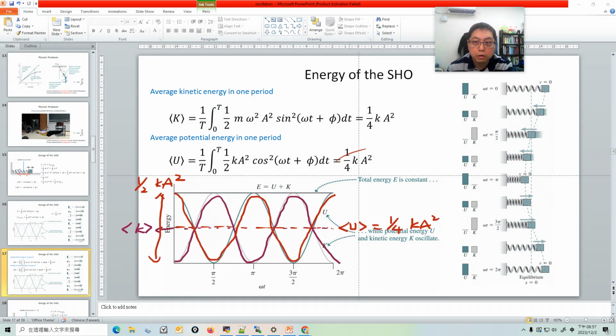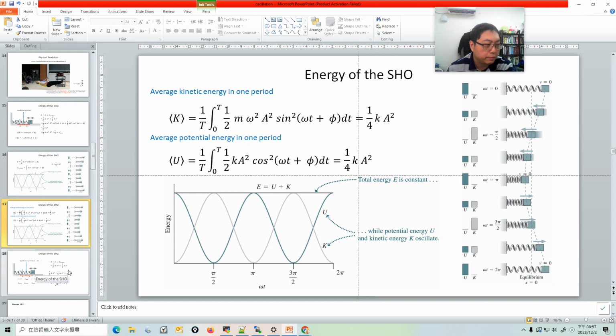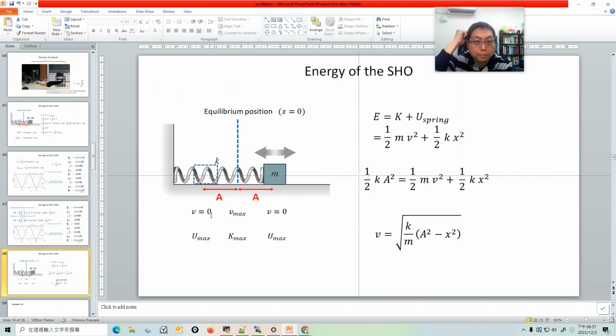And the final part is to get the relationship between velocity and position. We use the same analysis tool, energy conservation. Total energy equals 1 over 2 m v squared plus 1 over 2 k x squared. And since we already know the total energy of the system is 1 over 2 k a squared, we just do the rearrangement and we get the velocity as a function of x.